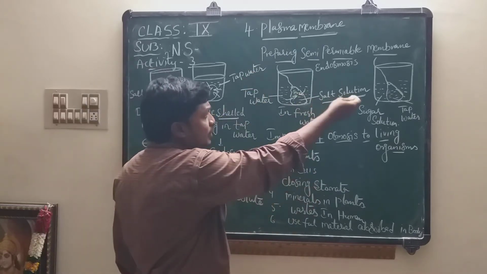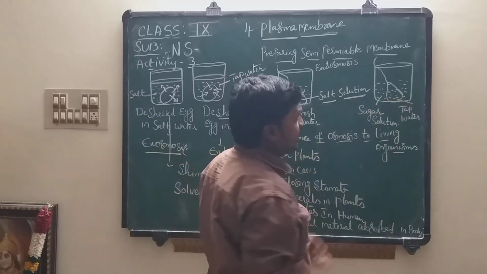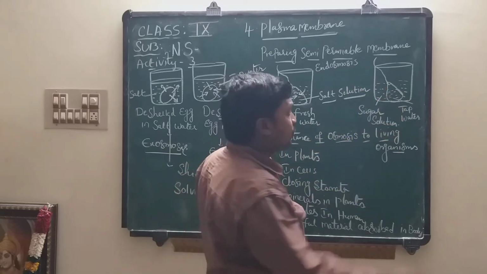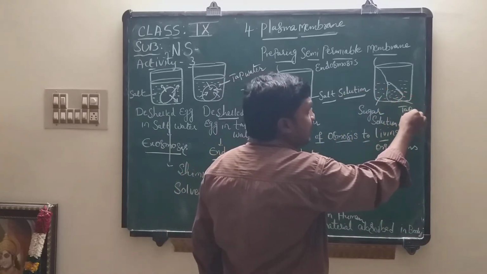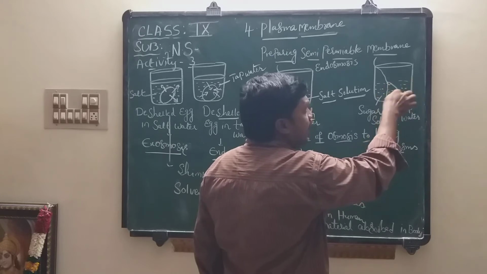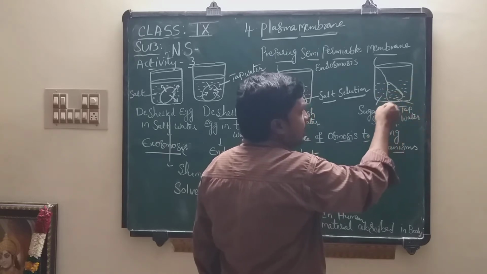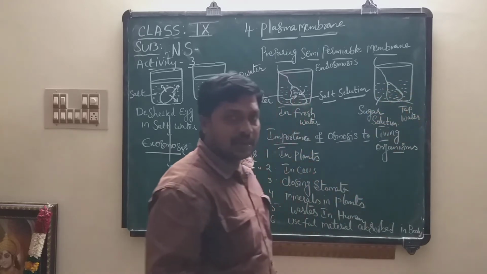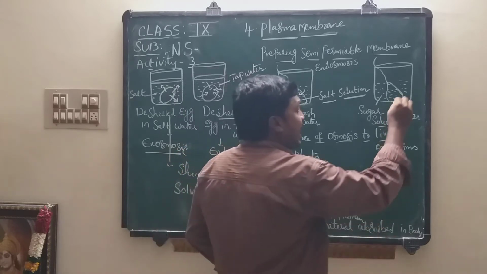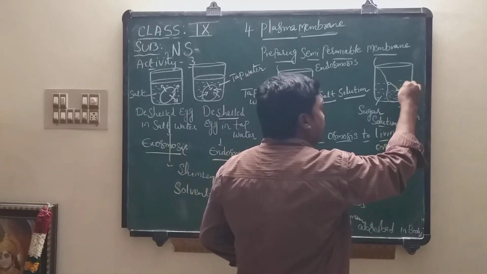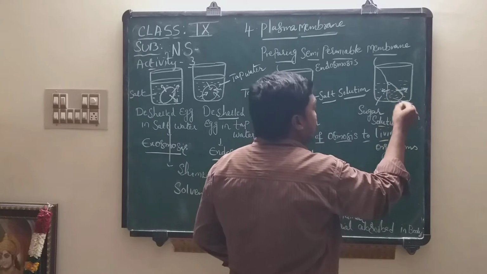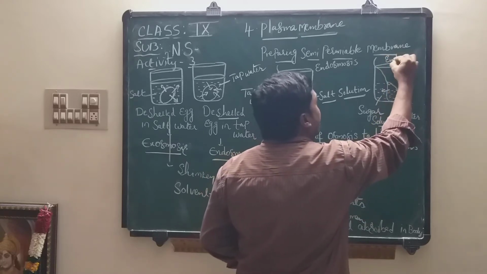After that, you have to take another egg layer and fill it with tap water, and keep the egg layer along with the tap water in a sugar solution. After some time, if you observe, the tap water comes outside from the egg layer. This is due to exosmosis.